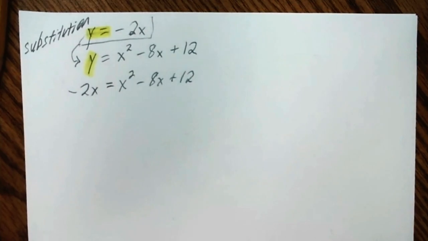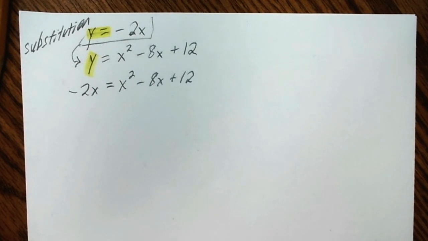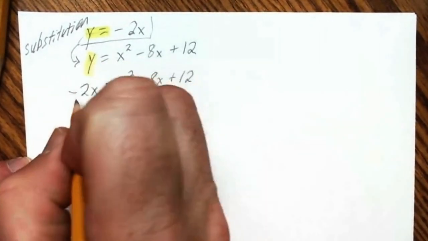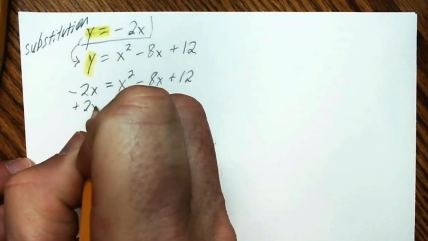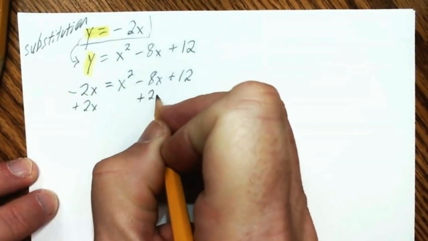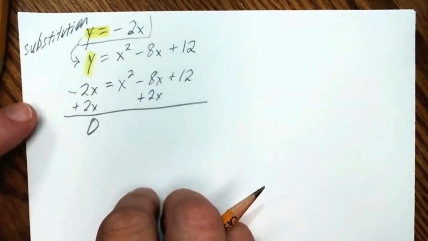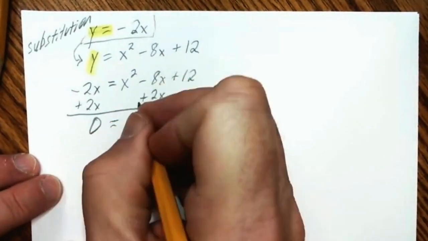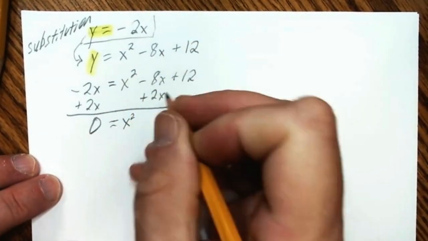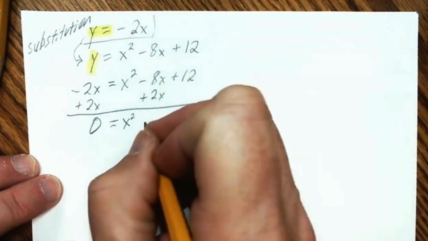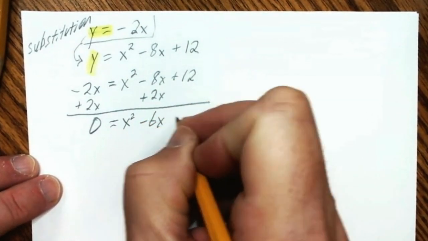And I'm going to solve this for x, right? Well, when we solve a quadratic equation for x, we have to set it equal to 0. So we need to move this over to the other side. So we've got 0 left on this side, nothing. X squared, we added 2x and we had a negative 8x. So now we have a negative 6x plus 12.